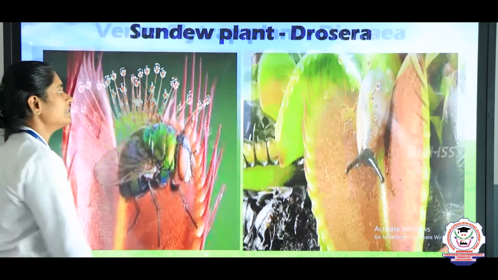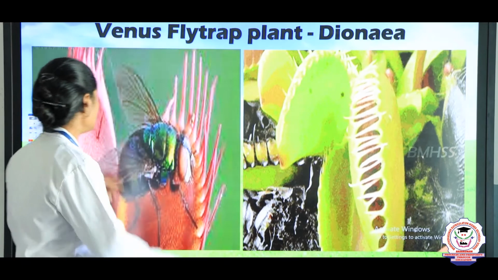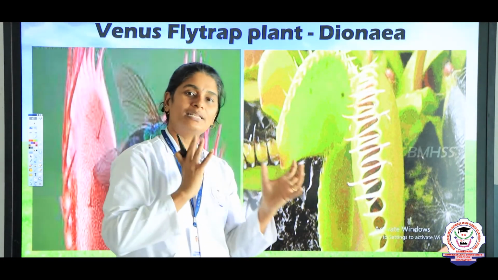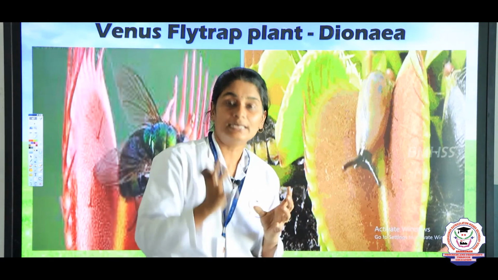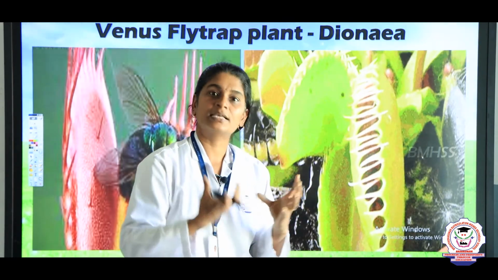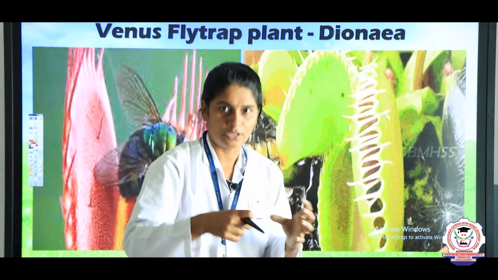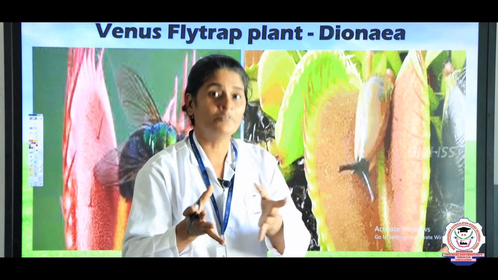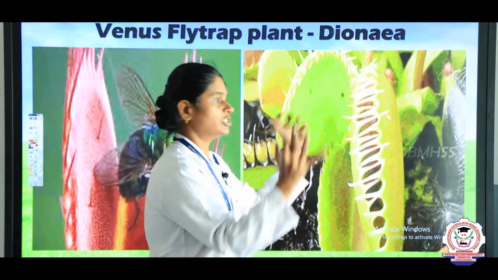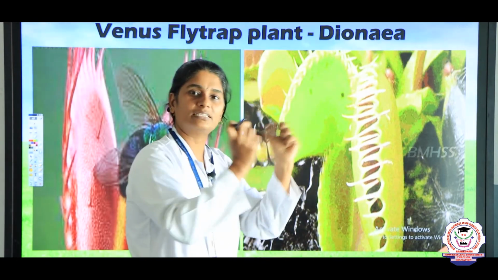Next, the second one, Venus flytrap. You can see it is like a trap. These plants are very colorful and attractive, and they have a good fragrance, so they attract bees or other insects to come and sit there. Once an insect sits inside the trap, the leaf shuts immediately. Actually, this is a type of leaf which is modified as a trap.